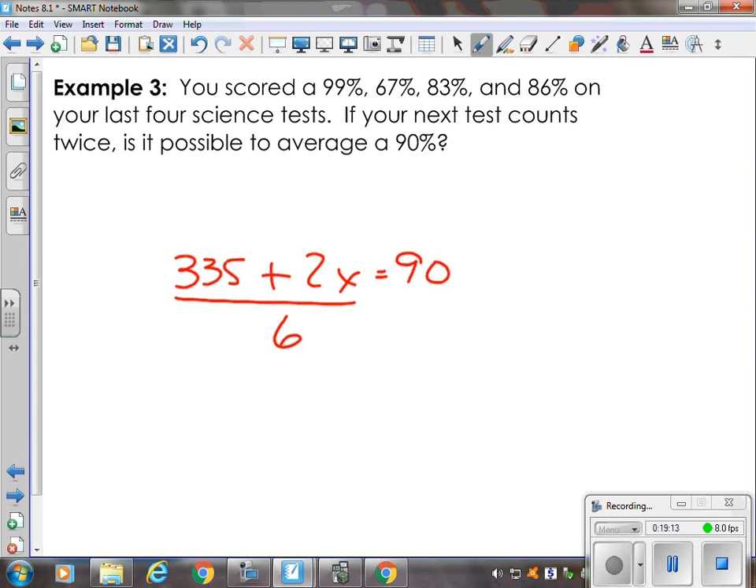That's right, it changes to 540. And so in that case, I have just a little bit more math going on. Would you agree? So once you take that away and divide by 2, did you get 102%? So is it possible for a person to get a 90 average in this class? No. No.